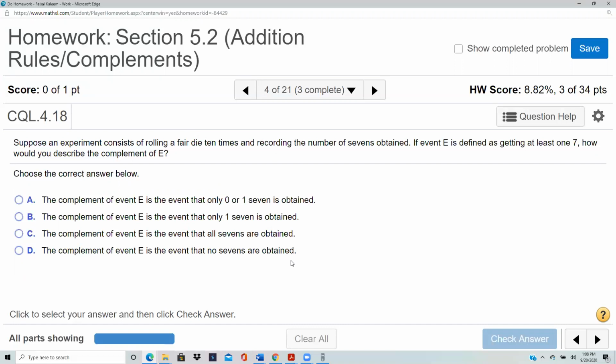So the complement of "at least 1" is always "none," and this will be used in many, many problems, so try to remember this as a rhyme. The complement of E is the event that only 0 or 1... no, we're just looking for pure none, which is D. The complement of the event E is the event that no 7s are obtained. So that's like none of them are 7s.